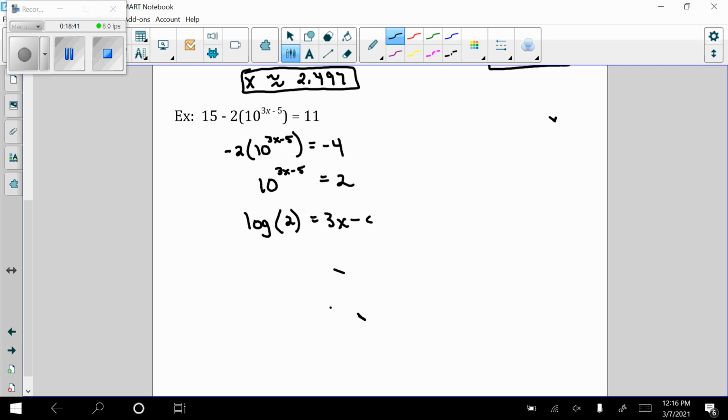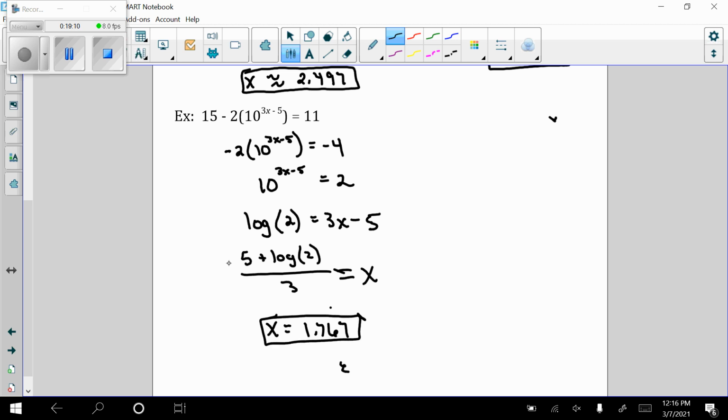You got to show me the steps that you're using to get to your exact answer. So I'm going to add 5 and divide by 3. So 5 plus log base 10 of 2, or log of 2, over 3 equals x. There's my exact answer. My approximate answer is going to be 1.767. So again, I need exact and I need rounded.